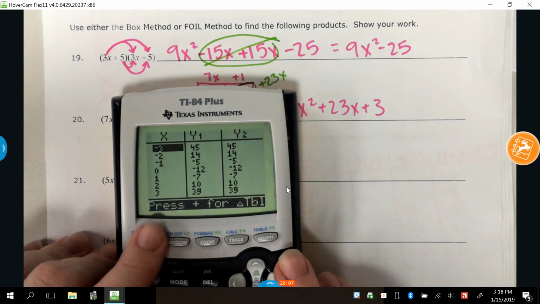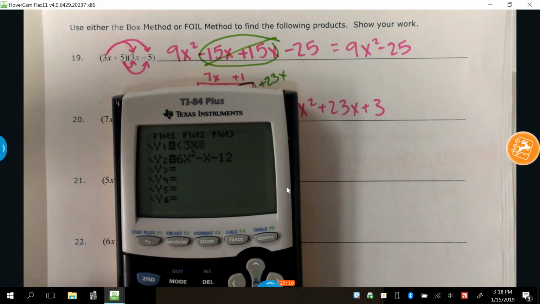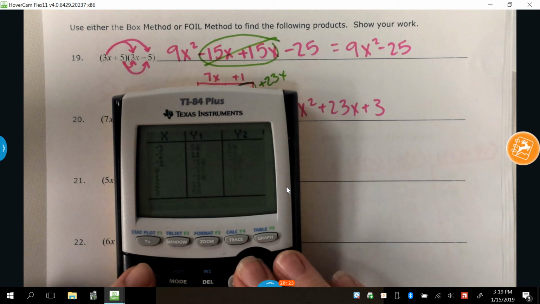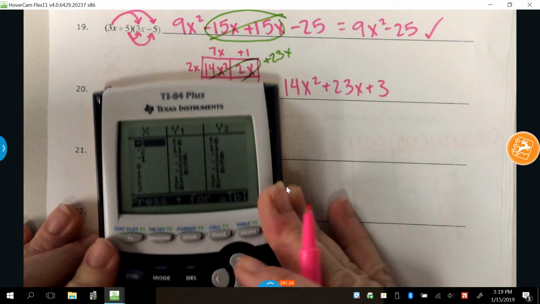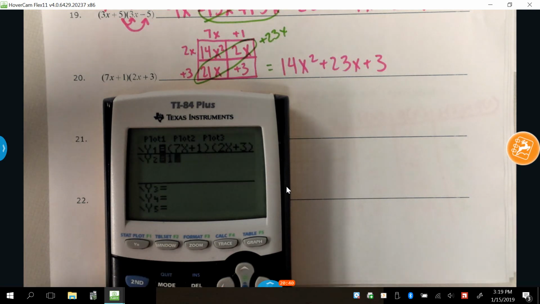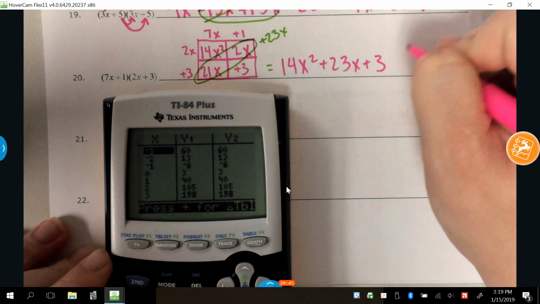So again, let's check our works really fast. 3x plus 5, 3x minus 5, 9x squared minus 25, everything matched, that's right. Okay, here we have 7x plus 1 and 2x plus 3. We got 14x squared plus 23x plus 3, which is correct.